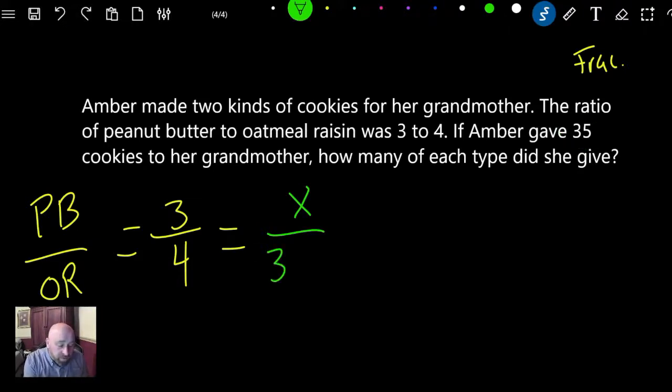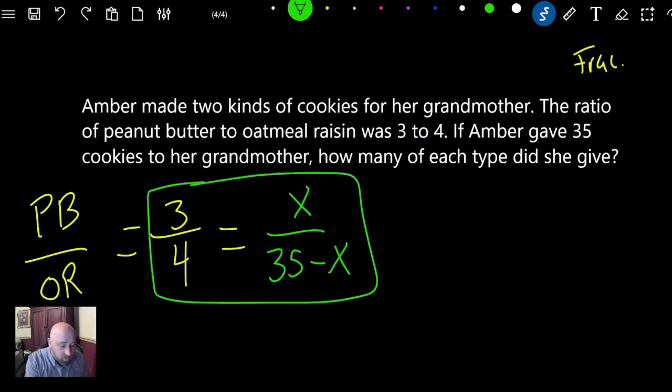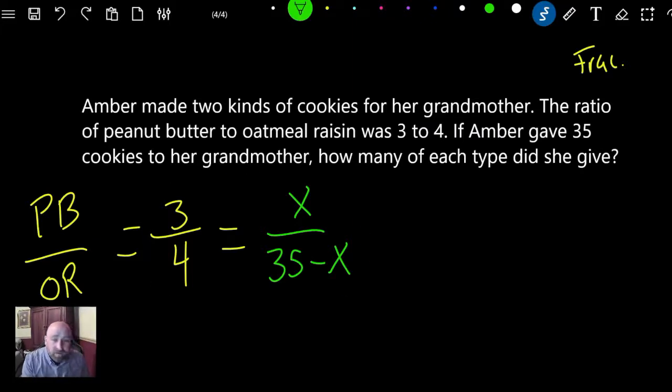So if we take 35 total and we subtract the peanut butter, that will give us the oatmeal raisin. So oatmeal raisin is going to be 35 minus X. Okay? Don't do X minus 35. That's not going to work for you, okay? You got to do 35, the total, minus the peanut butter. Okay? And so this is our fraction, believe it or not. This is what we're looking at right here. This is our proportion. How are we going to solve this?